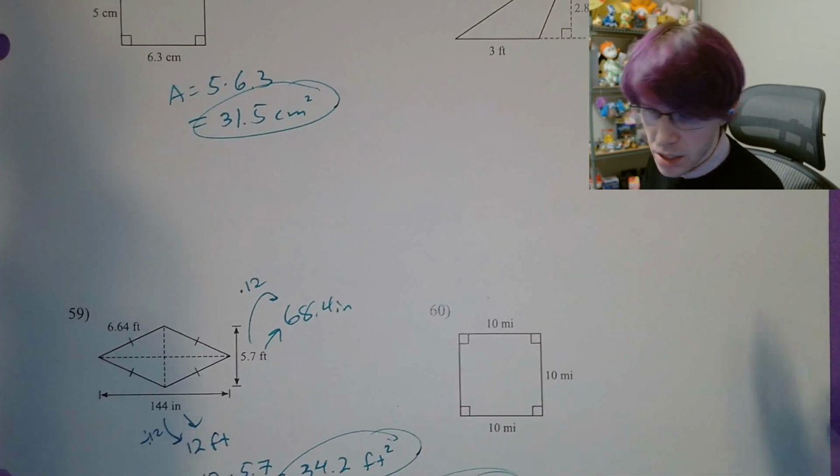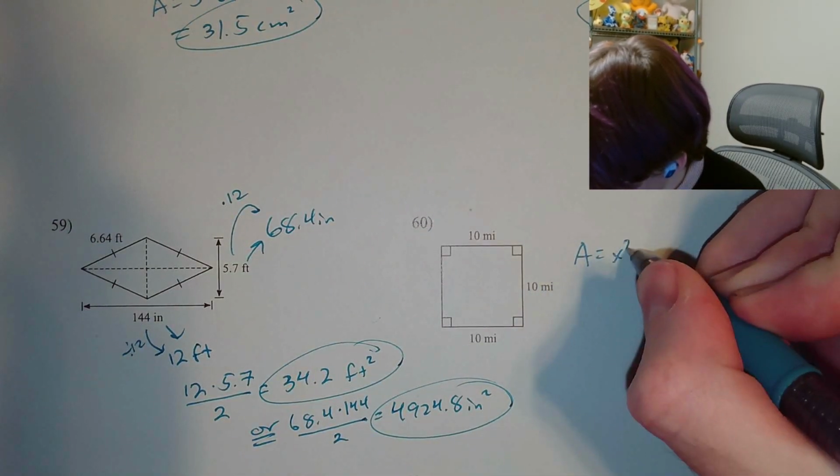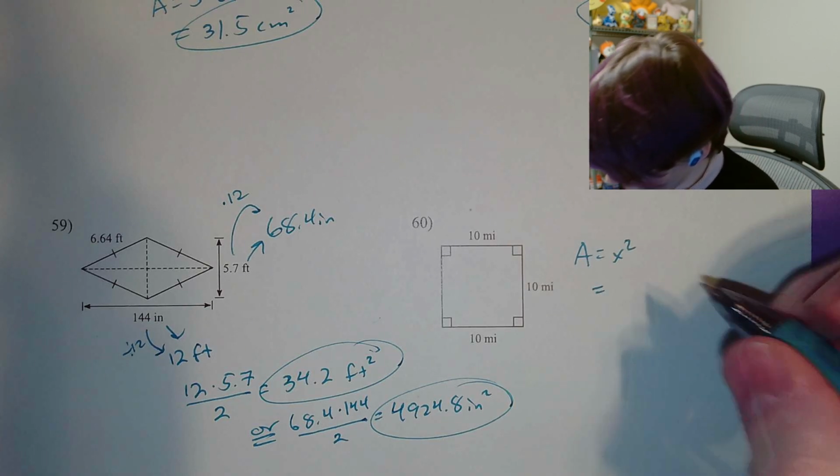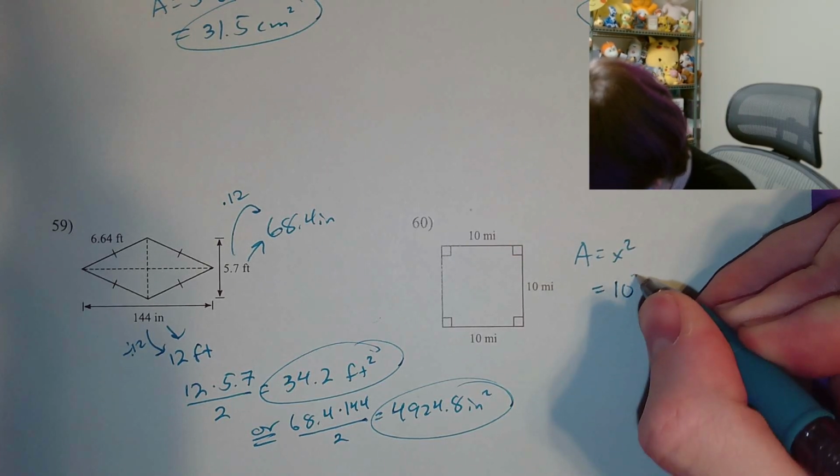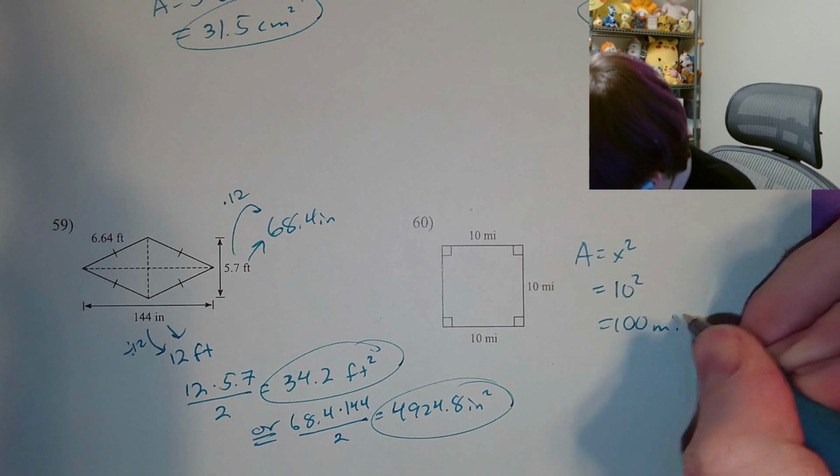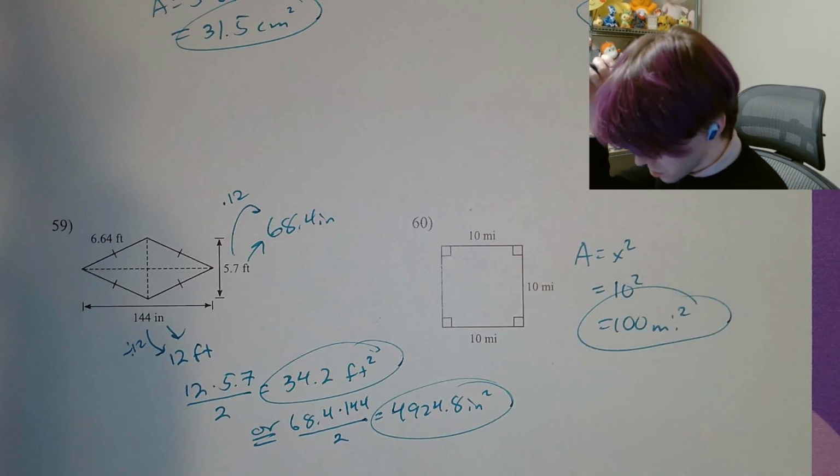I'm done talking because number 60 is so simple. The area of a square is going to be the side length squared. That's where the word squared comes from. 10 times 10, 10 squared, 100 miles squared. 100 square miles is huge. Holy moly.